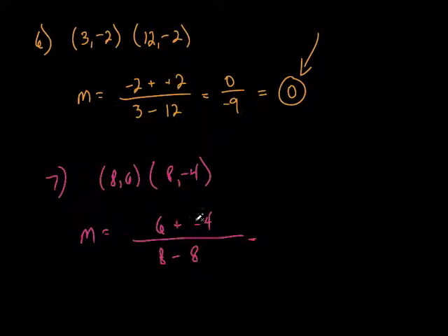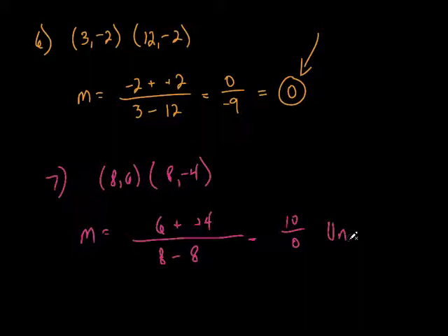6 minus negative 4 is the same as 6 plus 4, which is 10, over 8 minus 8, which is 0. Don't leave it like this. If I put this in a calculator, Brianna, put that in your calculator real quick. Put 10 divided by 0. What do you get? It says error, doesn't it? Now, you don't write the word error on here. What do we write if it comes out to an error on the calculator?